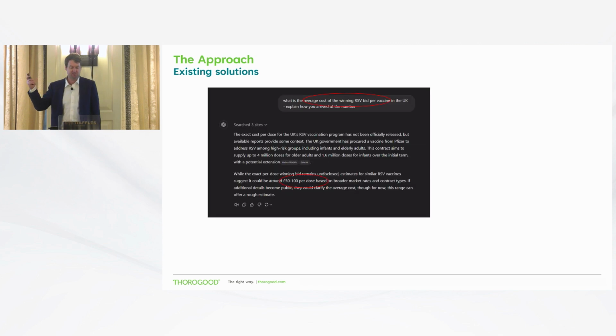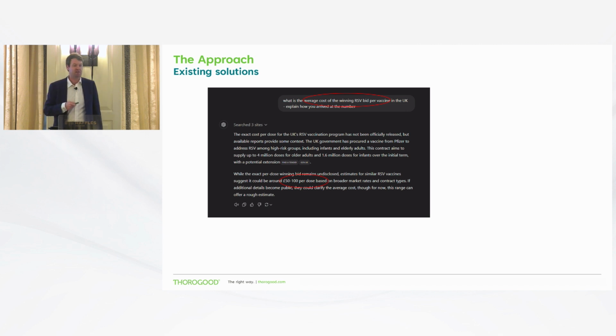So again, just typing that in, what is the average cost of the winning RSV vaccine bid in the UK? And we've got an answer. It's given us £50 to £100 per dose. But unfortunately, this is completely incorrect. It's not the correct value. It's basically summarized it based on some other information.